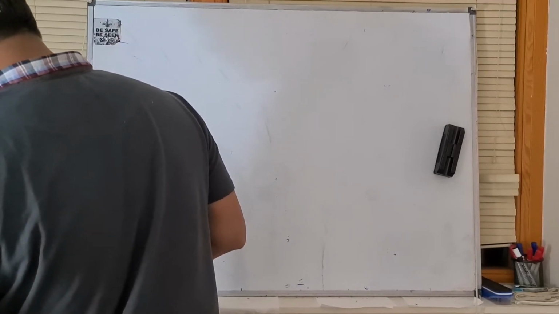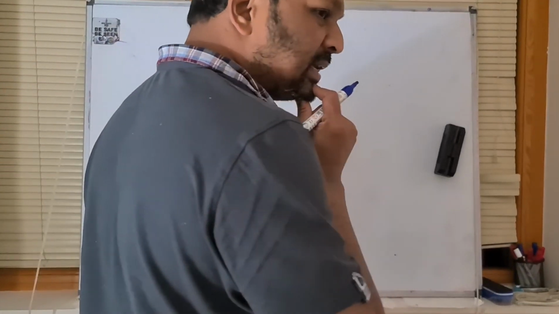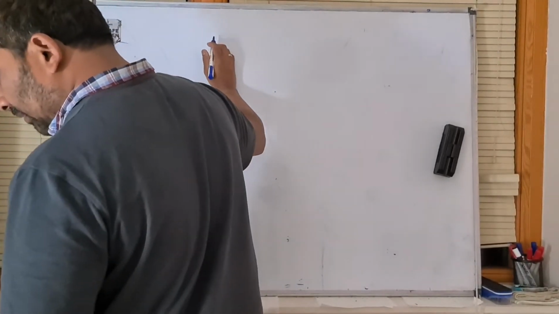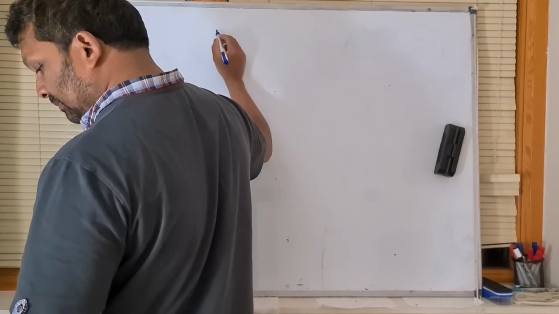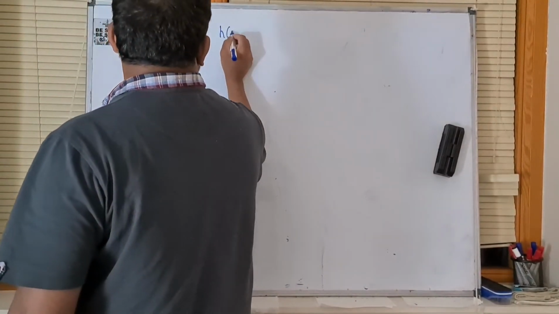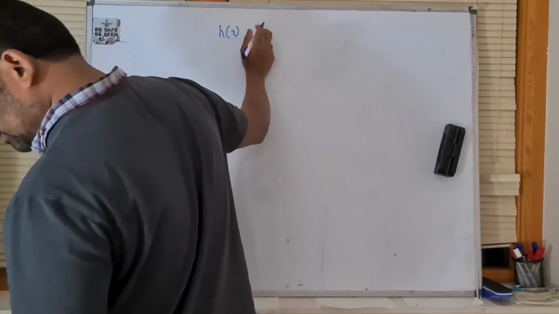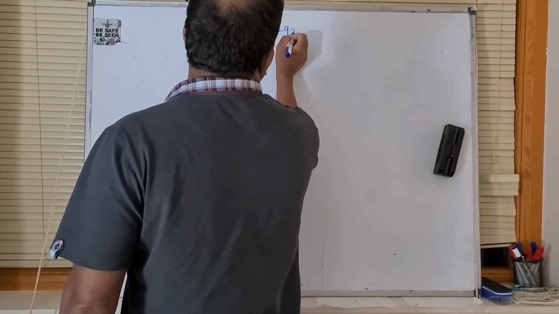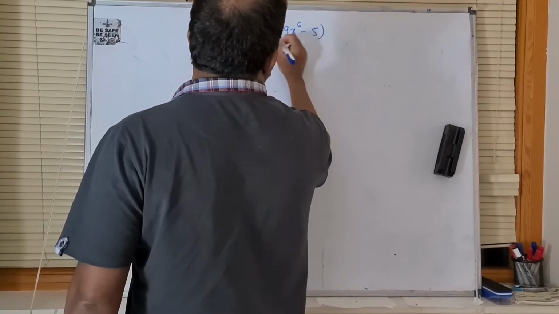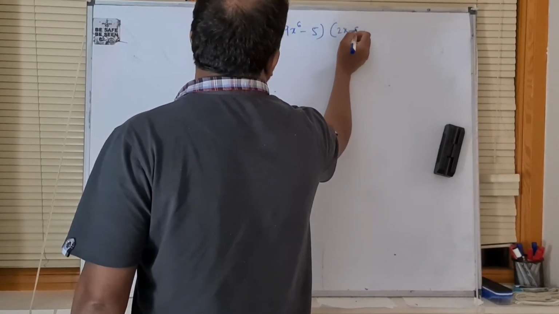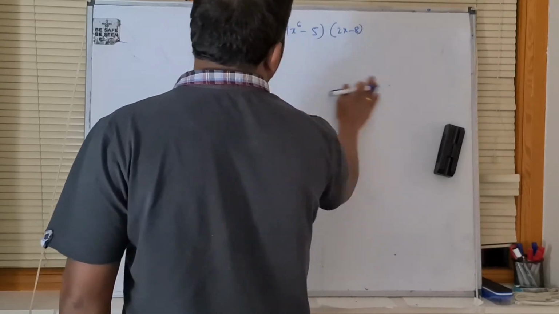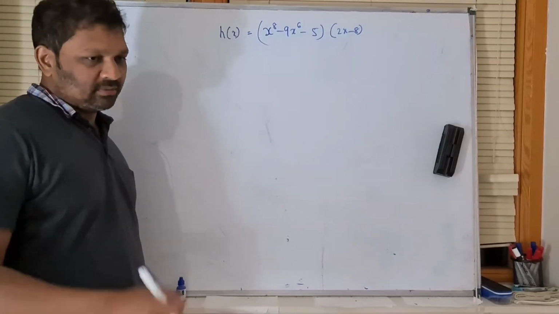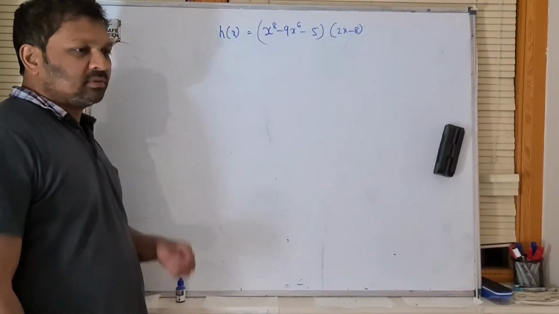Find the value of the derivative. Derivative or differentiation, both are the same. Find the value of the derivative of h of x, which is x to the power of 8 minus 9x to the power of 6 minus 5, 2x minus 8. Find the derivative of h of x with respect to x at x equal to 1 or x equal to 0.